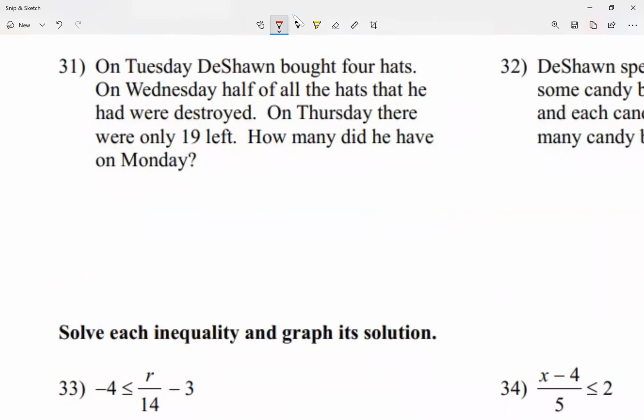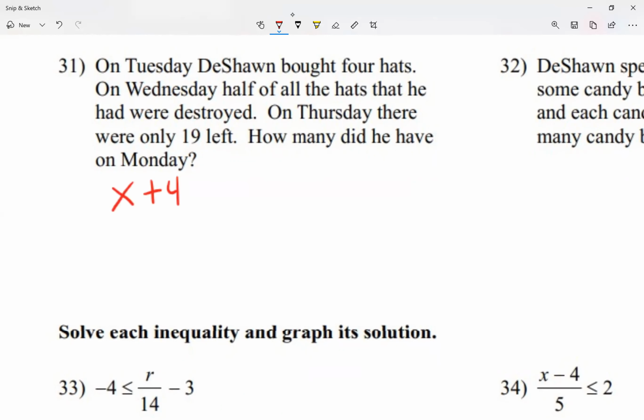All right. So in mathematics, when we don't know the value of something, we replace it with a letter. Usually we use the letter X, but it could be any letter. So I'm going to say that to begin with, he had X many hats. I don't know the value, so I replace it with the letter. On Tuesday, he bought 4. So I'm just going to say plus 4.